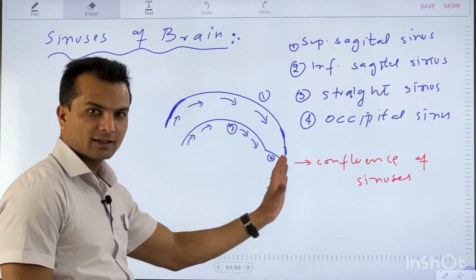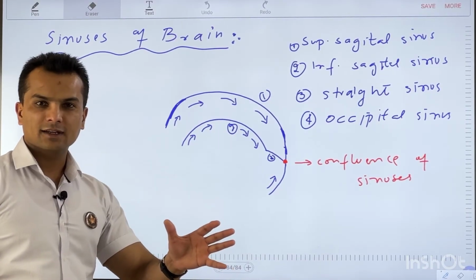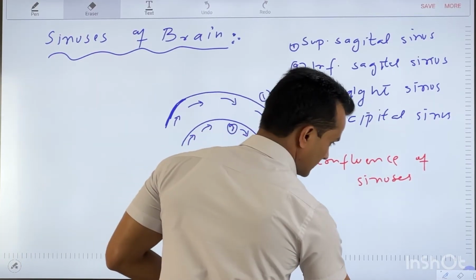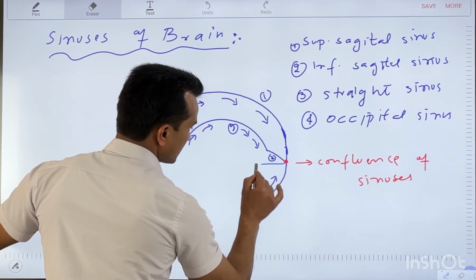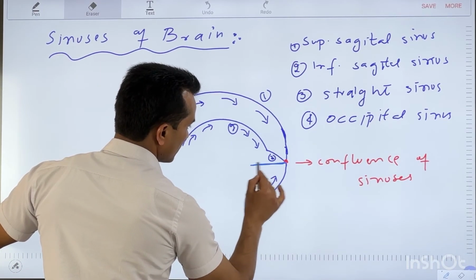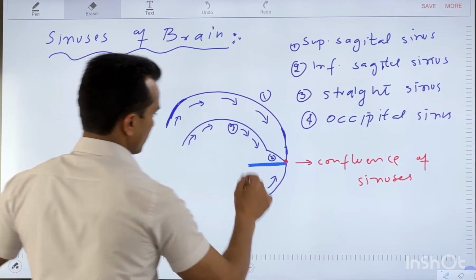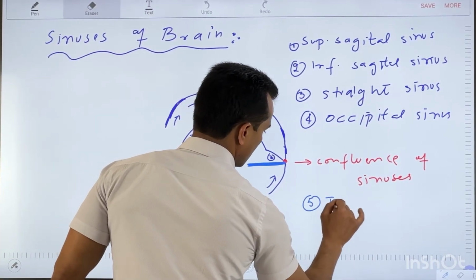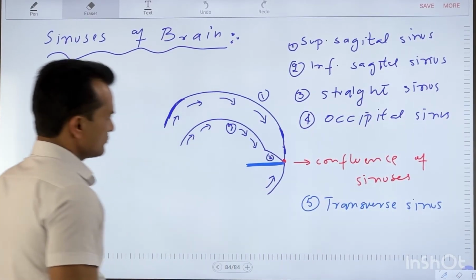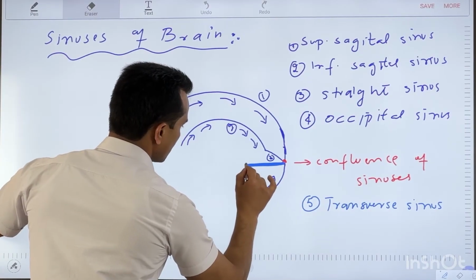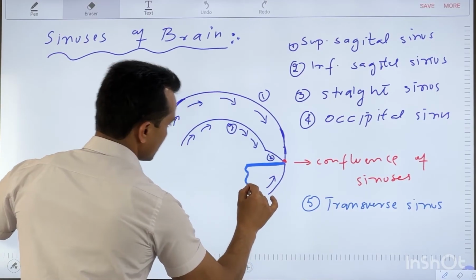So now we have carried all deoxygenated blood with the help of these sagittal sinuses, straight sinus and occipital sinus here. Now how are you going to transport this blood out of the skull, the cranial cavity? This is important. Next, from the confluence of sinuses, this blood will flow through the transverse sinus. So suppose this number 5 is your transverse sinus. And the transverse sinus then continues as the sigmoid sinus.